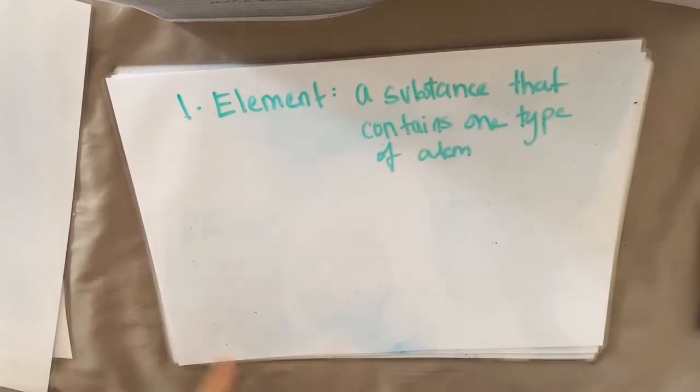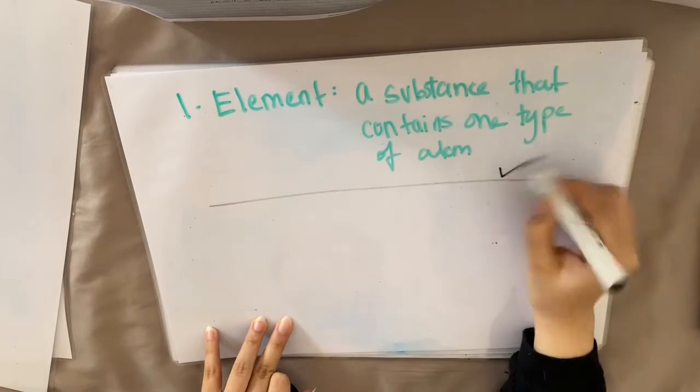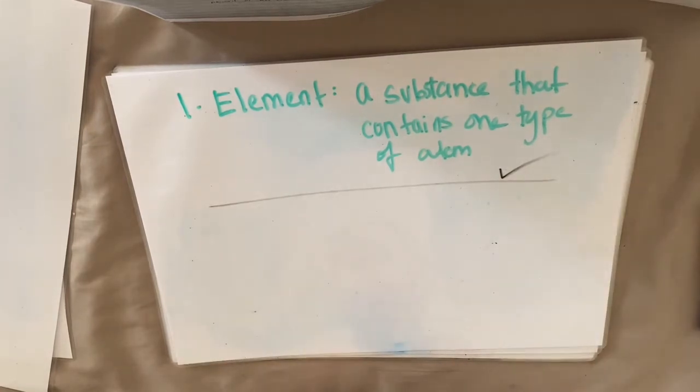So, how about a compound? We already got elements. We know how they are. We know how we can find them in the periodic table. We know how we can find the atomic number and the atomic mass, and we know what they are. So, elements, check. How about compounds?